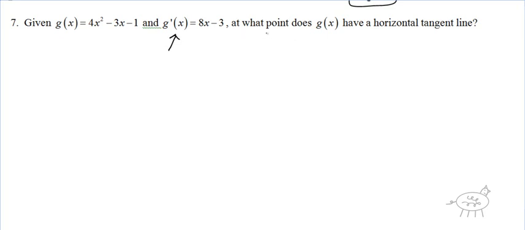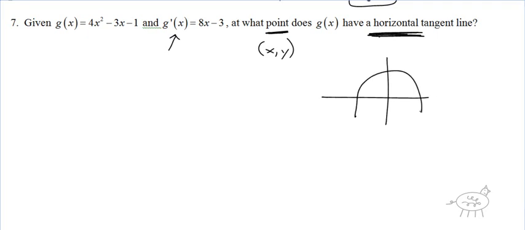So a couple things. At what point, and notice I said point, that means I need an x and a y value, does g of x have a horizontal tangent? What does horizontal tangent mean? Well, if I give you a function that looks like this, and I said a horizontal tangent, well, here's a horizontal tangent right here. What's the slope of that line? Oh, it's 0. So my slope has to be 0. Look at that. The slope is equal to 0.